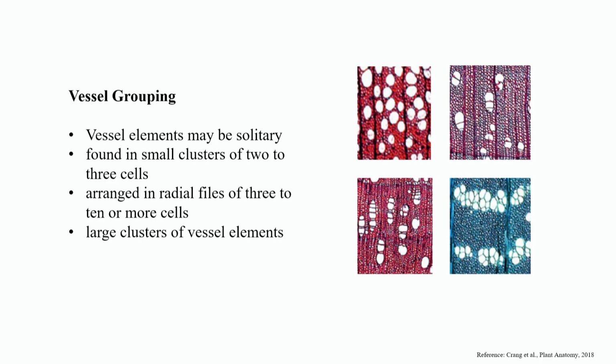Now, these vessels grouping, some nomenclature: they could be grouped in different ways. They could be solitary, where you can find single vessels distributed in the wood, or it could be cluster. Clusters could be very few, like a 2 or 3 cell cluster, or multiple clusters of these vessels. Even very large clusters of these vessels could also be observed in wood.